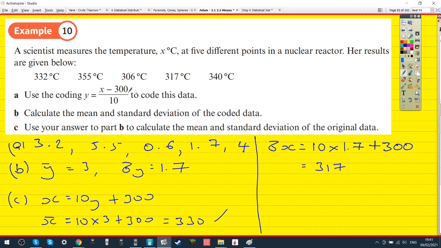So it'd be 17 plus 8, so it's 317. Put these into your stats table and get the standard deviation. The frequency is 1 for each of them.